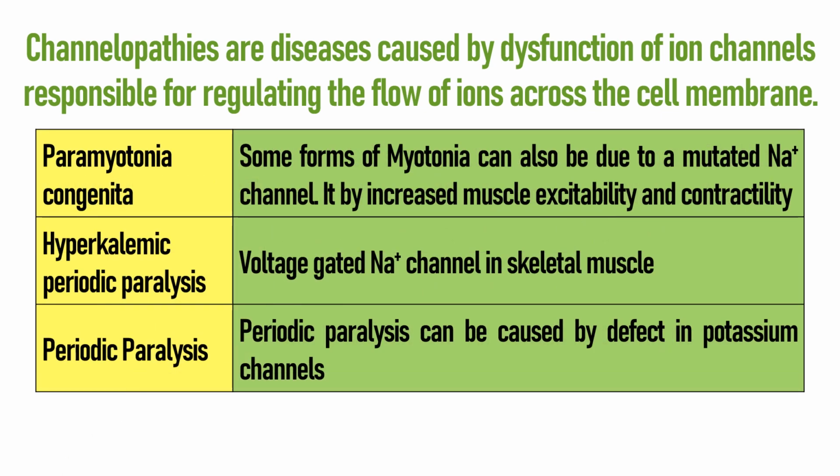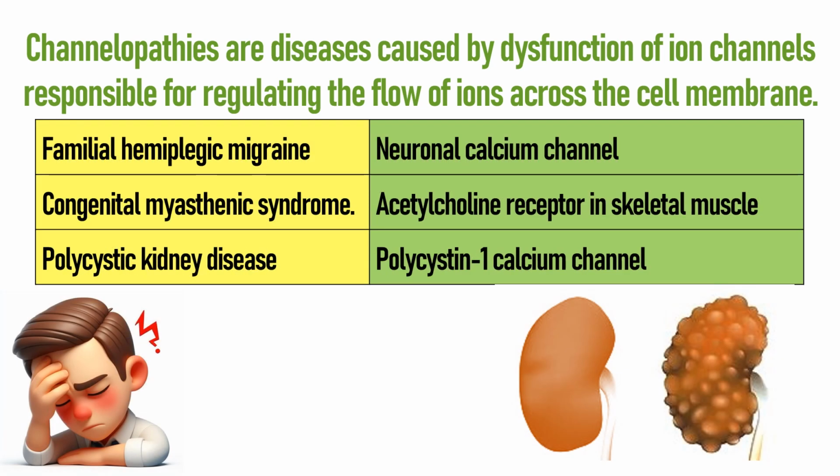Mutations in sodium and potassium channels can lead to a number of disorders affecting the locomotor system as described above, characterized by paralysis, weakness, increased muscle excitability and contractility, depending on the case. Familial hemiplegic migraine is caused by a defective neuronal calcium channel, and congenital myasthenic syndrome is caused due to defective acetylcholine receptor in skeletal muscle. In polycystic kidney disease, polycystin 1 calcium channel is defective.